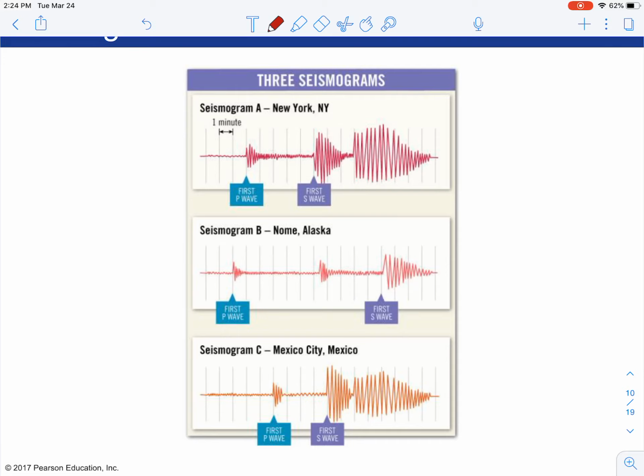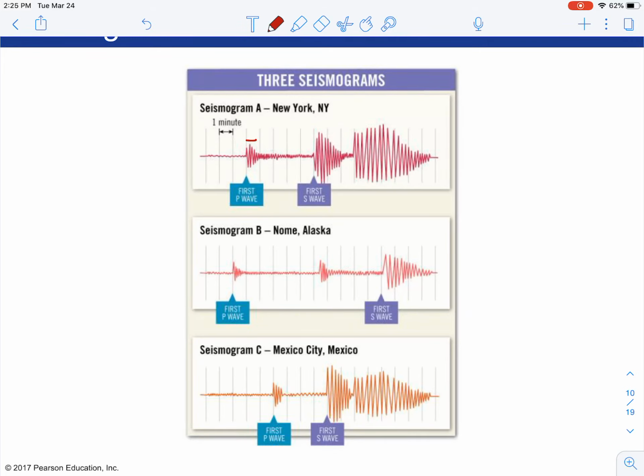But then the lag time for Nome, Alaska, and Mexico City are different. We can use each of those 3 locations to determine exactly where that earthquake happened. So these differences in lag time correlate with distance to the epicenter. And the idea here is that we need 3 cities in order to triangulate the position of the earthquake. Okay? I don't know if this is making a whole lot of sense. It does to me, but I've known it for 20 years.